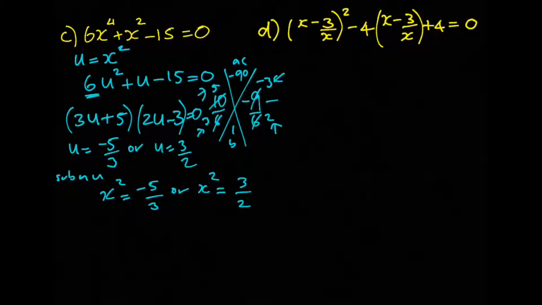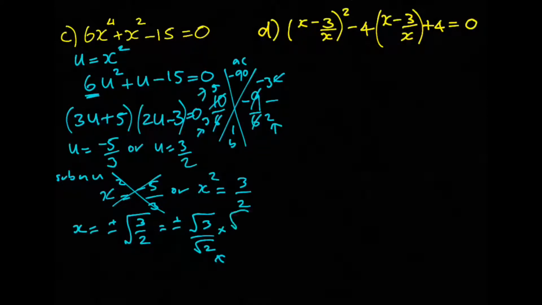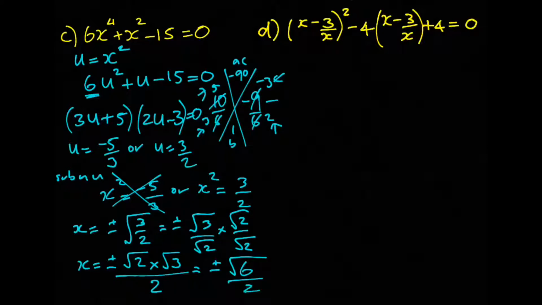We can't take the square root of a negative number, so we won't look at that one. So x equals plus or minus the square root of 3 on 2, equals plus or minus root 3 on root 2. And we don't like leaving the root 2 on the bottom, so we multiply by root 2 on root 2. So we end up with x equals plus or minus root 2 times root 3 on 2, and that equals plus or minus root 6 on 2.